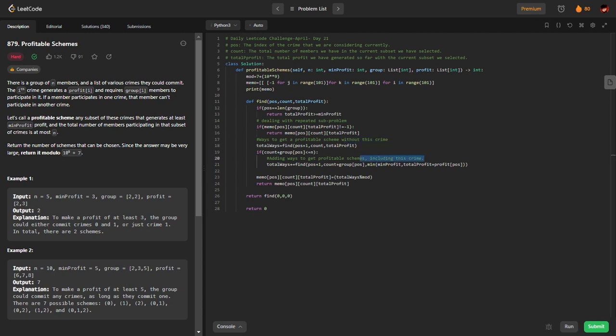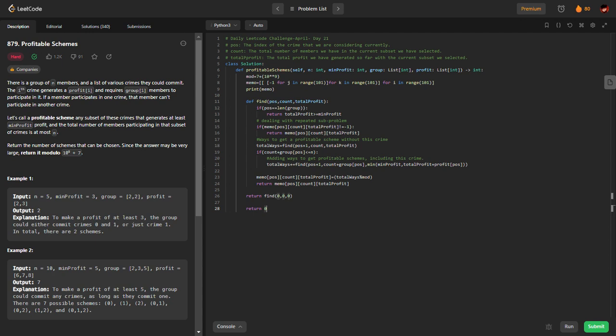So finally this total ways modulus this particular thing, we are storing it in our memoization, okay? We are memoizing, that means we are caching that, okay? That is the most appropriate term for it. We are caching it, and finally we are returning it, okay? So our answer will be find of 0 comma 0 comma 0. That means when we are at index 0, when we have 0 members and when we have 0 profit, how many number of ways are possible to get a minimum profit, okay? That is the basic idea.